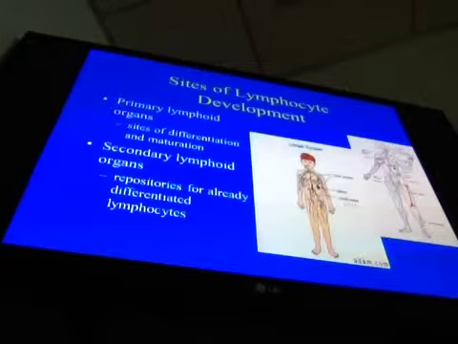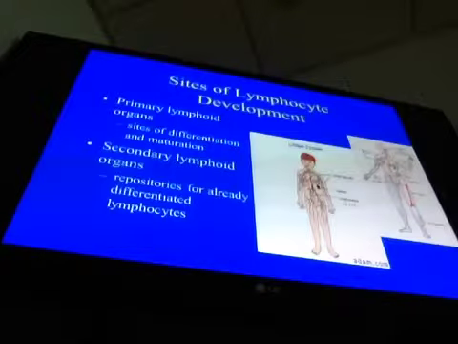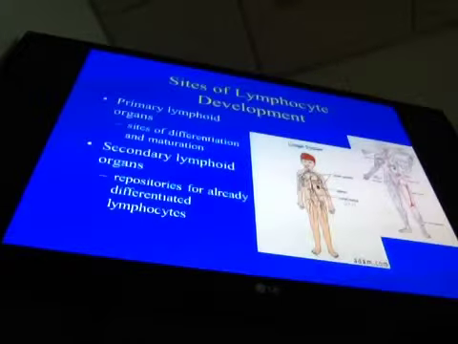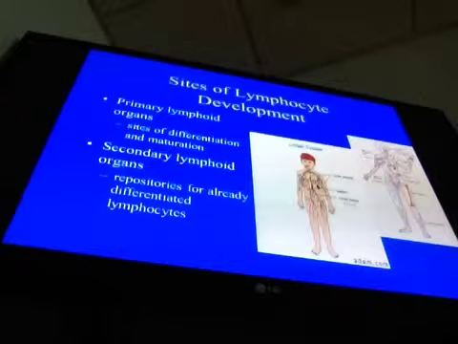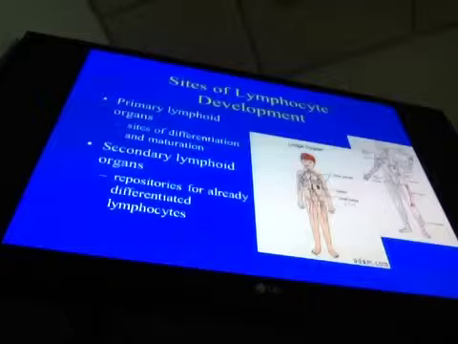If we compare the sites of lymphocyte development, we have our primary lymphoid organs. These are sites of differentiation and maturation. And we have secondary lymphoid organs. The differing function here is that these are repositories or homes for already differentiated lymphocytes. So when you think of when you get sick with a virus and you have swollen lymph glands, these are found typically in the secondary lymphoid organs.